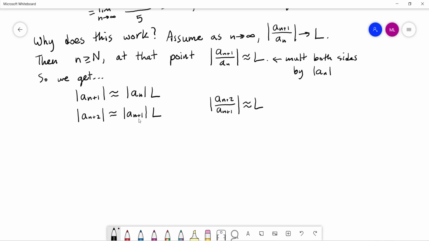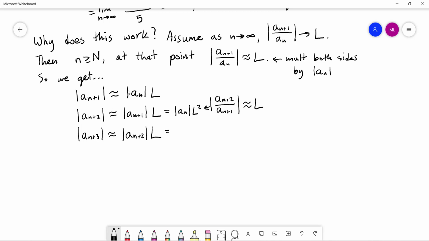But I already figured out what a sub n plus 1 approximately is. The absolute value of a sub n plus 1 is approximately a sub n times L. So this piece is about a sub n times L squared. Right? So that's what this piece gave us. If we keep going, a sub n plus 3 is roughly the same as a sub n plus 2 times L. But I've already got an expression for a sub n plus 2.